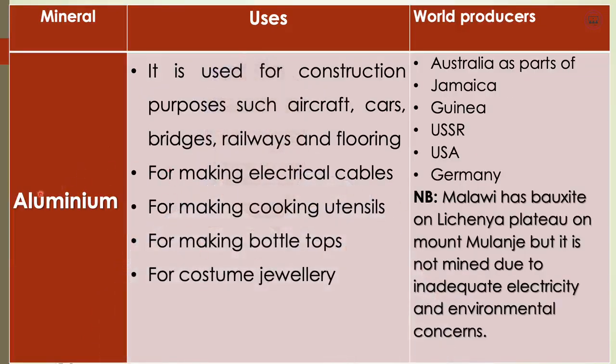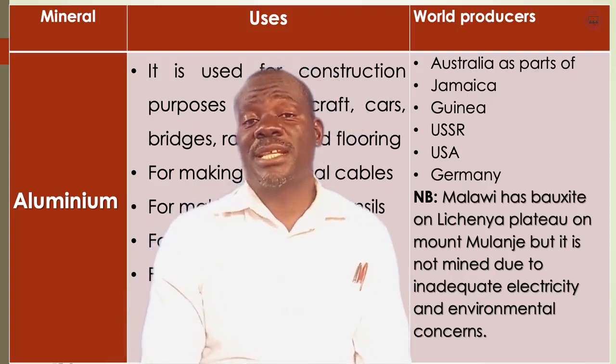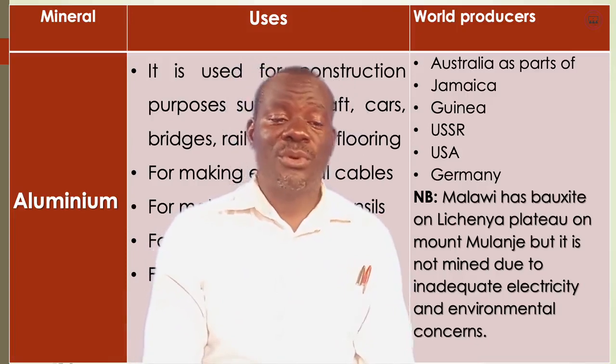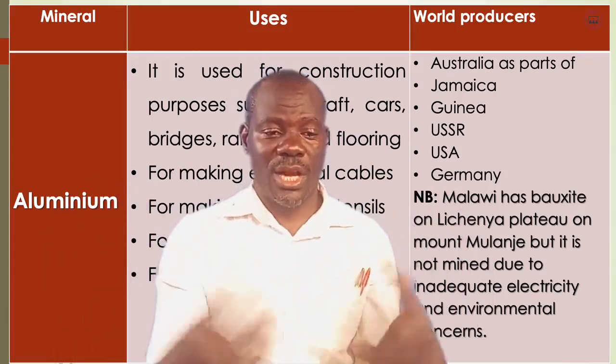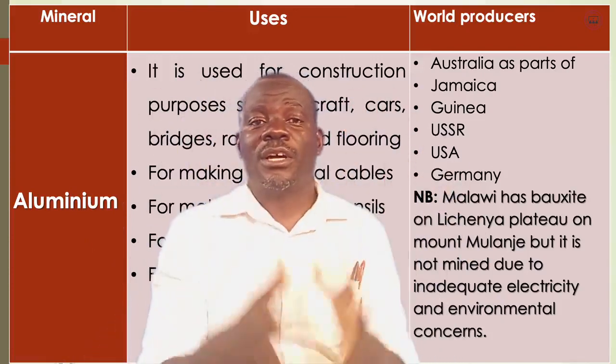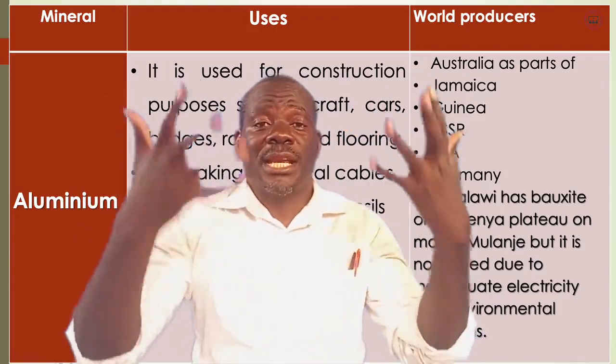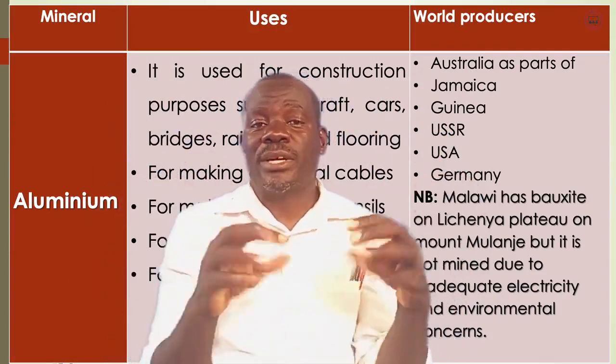The next mineral to look at is aluminium. Aluminium is used for construction purposes such as aircraft, cars, bridges, railways, and flooring. It can also be used for making electrical cables, cooking utensils, bottle tops, and costume jewelry. We also see here that aluminium is another important mineral, because it can be used in construction, such as in aircraft. Aircraft is made of aluminium because it is lighter. It is like steel, but a lighter one.